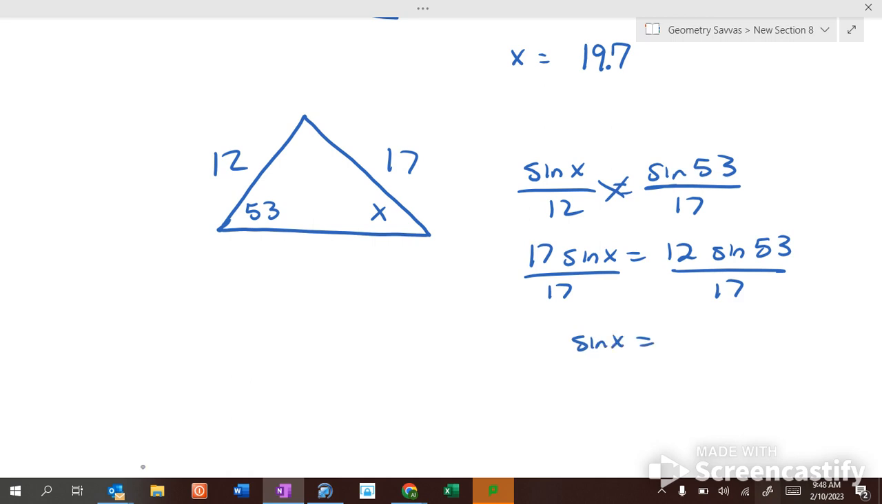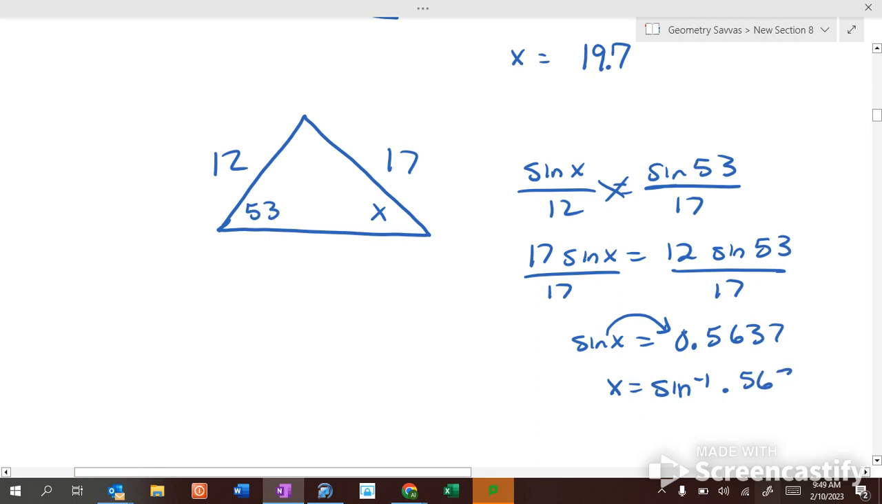Sine of x equals 12 times the sine of 53 divided by 17, which is 0. Let's get 4 decimals. 0.5637. So then, to figure out what x is, you need to move the sine to the other side to become the inverse sine of 0.5637. And how big is the angle? 34.3. I'll go with that.